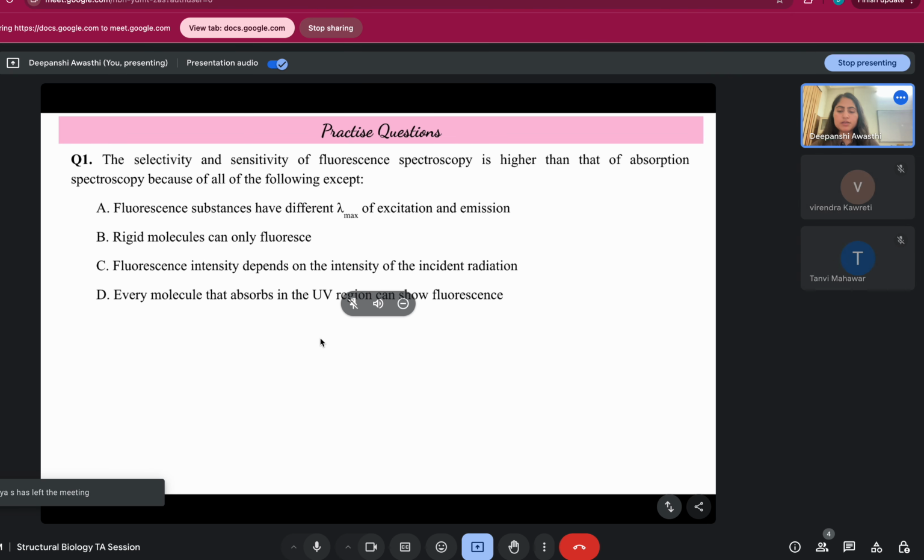And we will go through them. Okay, so now let's talk about the first question: the selectivity and sensitivity of fluorescence spectroscopy is higher than that of the absorption spectroscopy because of all of the following except. Option A is fluorescent substances have different lambda max of excitation and emission. Option B is rigid molecules can only fluoresce. Option C is fluorescence intensity depends on the intensity of incident radiation. And option D is every molecule that absorbs in the UV region can show the fluorescence. Okay, so anyone wants to answer?